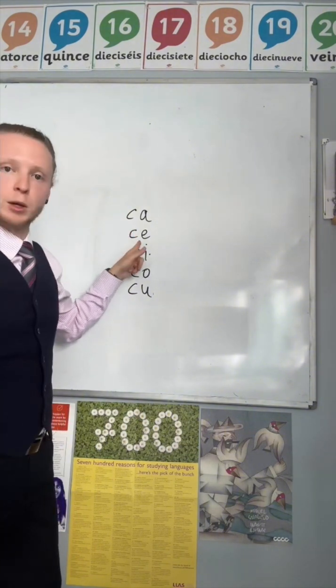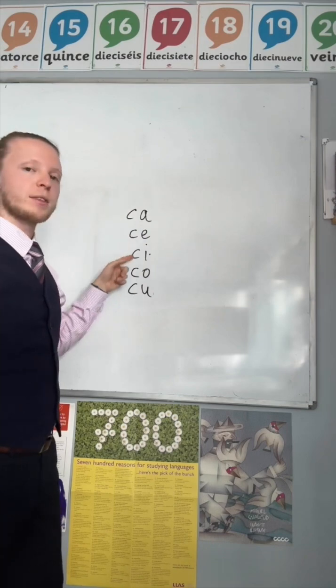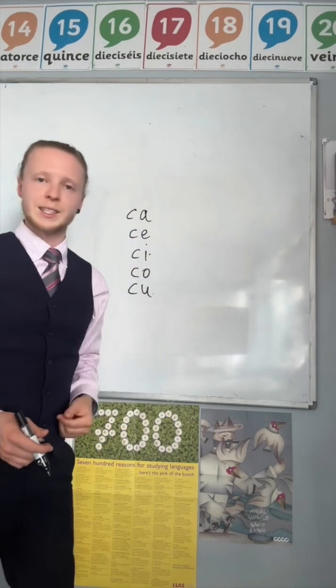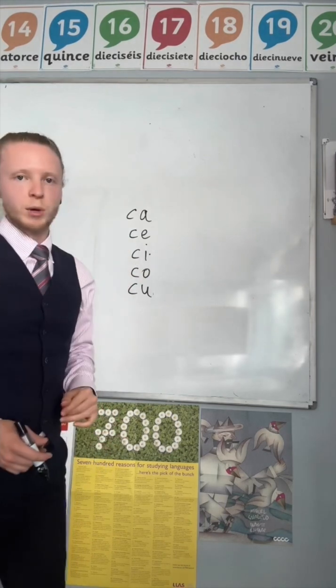Or for most speakers in mainland Spain, ka, the, thi, ko, ku. I've got a soft C, whether that's an s or a th sound, when it's followed by an E and an I.